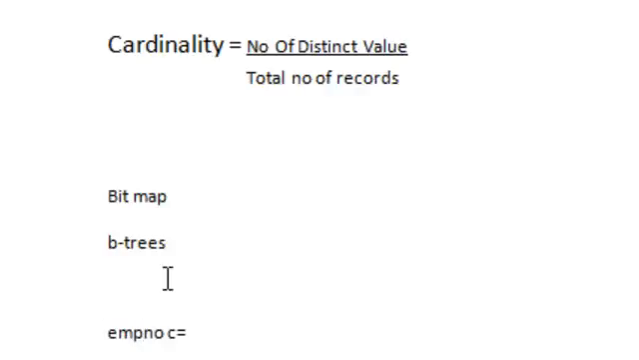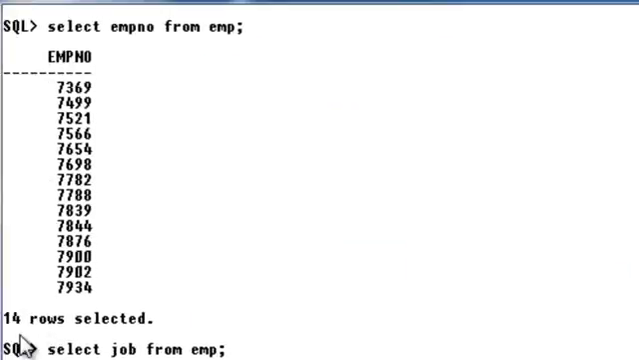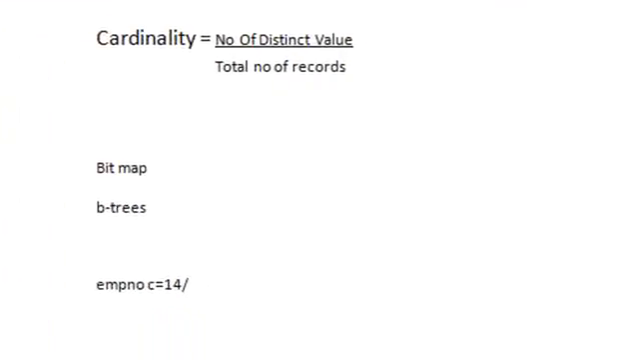you need to calculate in this way, that is, the number of distinct values. We saw that it is having unique records, so 14. The total number of records selected is 14. The unique records is also 14, and the total number of records available in that column is also 14. So 14 divided by 14 is going to be 1. So when we say cardinality is 1, it is having the highest cardinality.